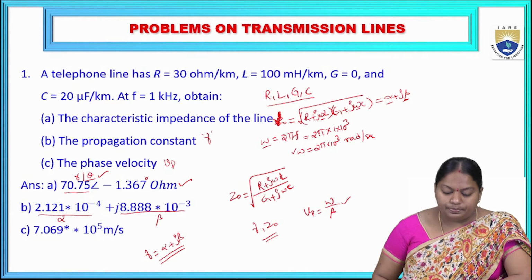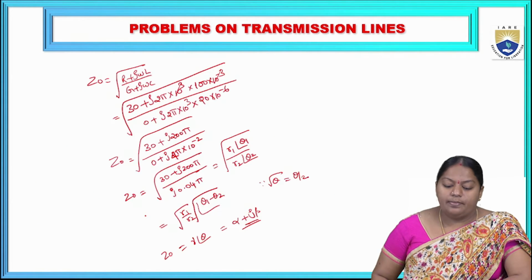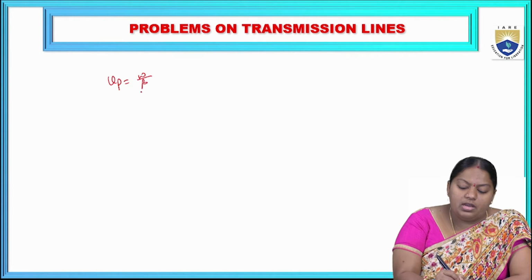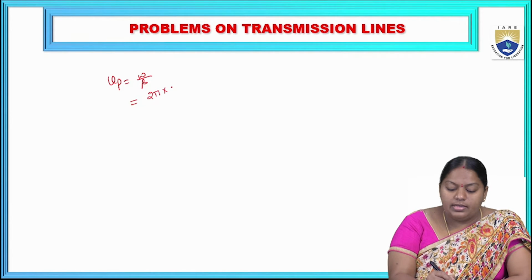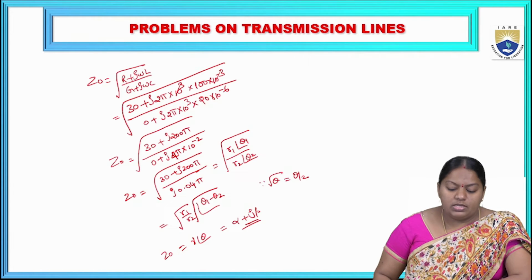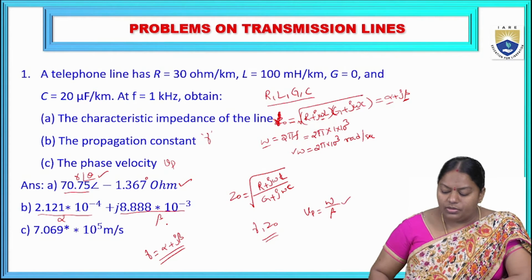Similarly, the third case is for the velocity. Suppose you consider any one of the values; I am considering here the beta value as 8.888 into 10 power minus 3. Now to find the phase velocity Vp, the formula is omega by beta, and the omega value is 2 pi into f, with f as 1 kilohertz given, hence 10 power 3, by beta 8.888 into 10 power minus 3. See, from the given, 8.888 into 10 power minus 3 is the value of beta.